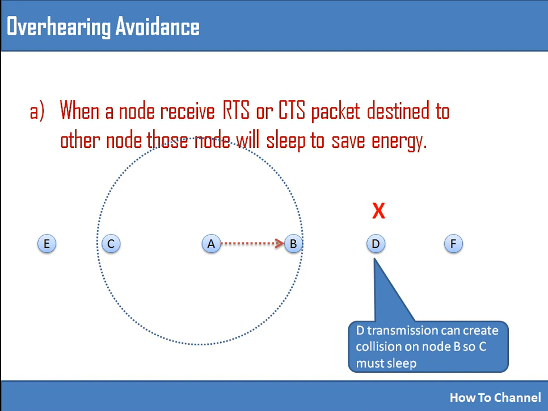Now we will see which nodes can transmit during the transmission of A and B. Let's have a look at node D. If node D starts transmission, that traffic will be received by node B as well. So node D should not send any data or traffic during A and B communication. And how is it achieved? Node A will send an RTS packet to B. B will send a CTS packet. When B sends that CTS packet, that CTS packet is also received by node D, and node D would know that B actually granted permission to node A for transmission, so D also will sleep, and hence it will save its energy as well. It will avoid overhearing as well.